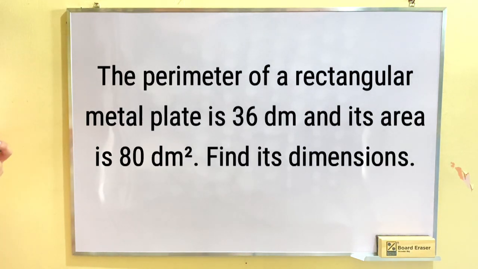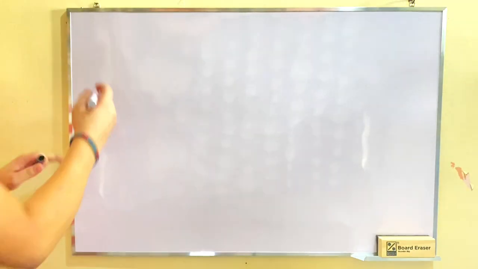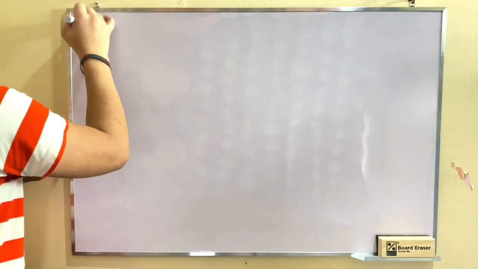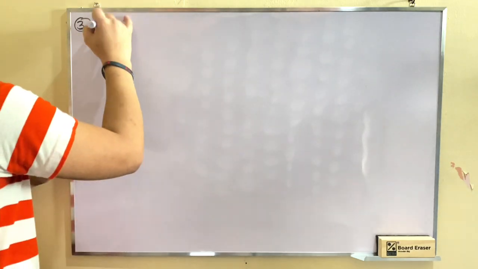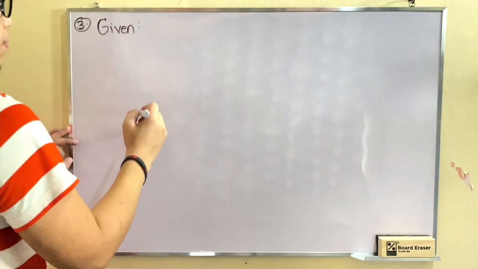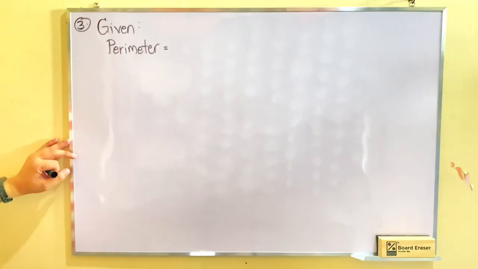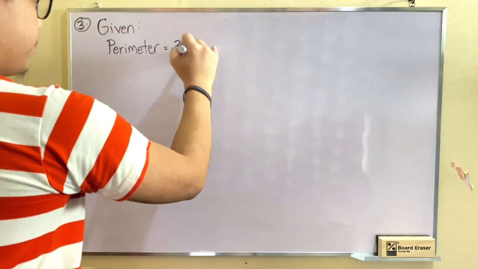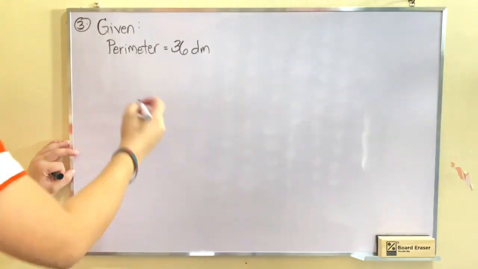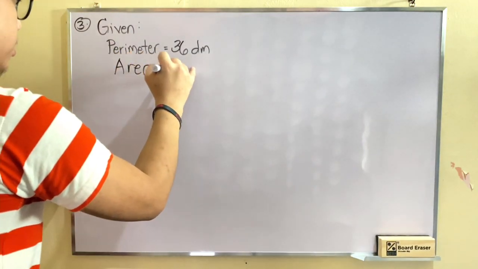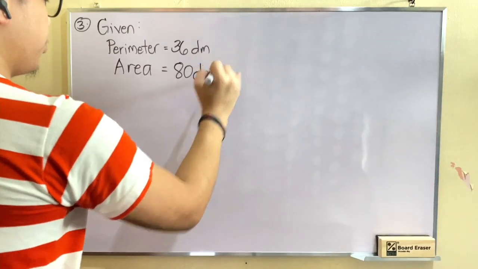The perimeter of a rectangular metal plate is 36 decimeter and its area is 80 decimeter squared. Find its dimensions. Okay, so una muna, syempre, isusulat natin yung mga given based sa nabanggit sa word problem. Ano yung mga given? Ang sabi niya, yung perimeter daw, ang perimeter is 36 decimeter or dm. Then, yung kanya namang area is 80 decimeter squared.